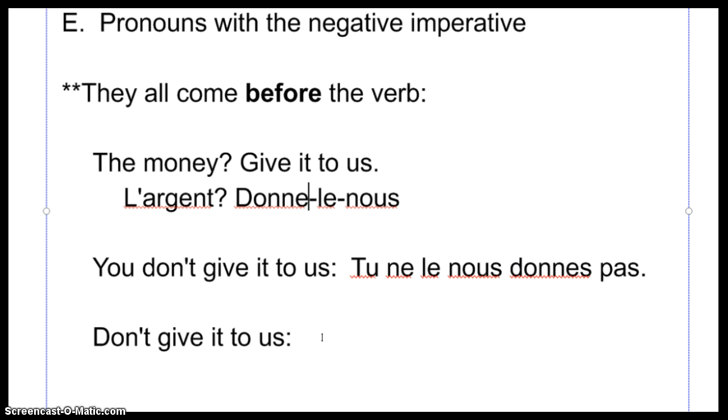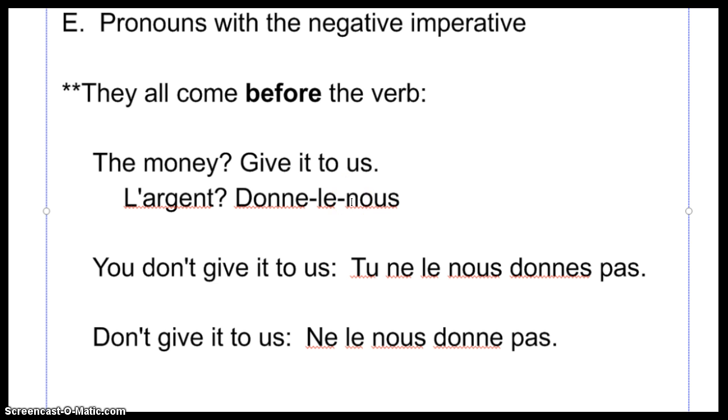If I want to make the negative command, don't give it to us, the easiest way to do that is to remember that the negative command is just like the negative sentence up here, except don't say the tu. So don't give it to us is ne, le, nous, donne pas. You have to remember to drop the s because now you're making a command form. So look at the difference. If it's a positive command, you have to do this weird, goofy, put the pronouns after. At least they stay in the same order.